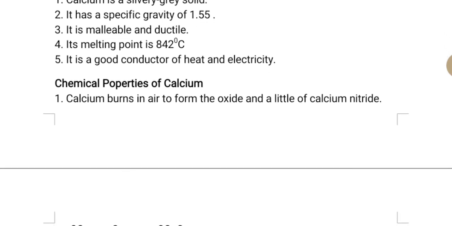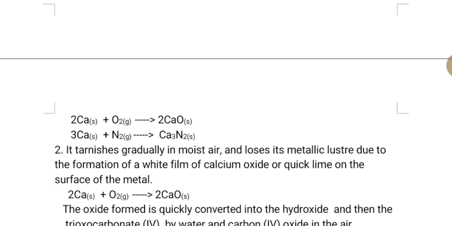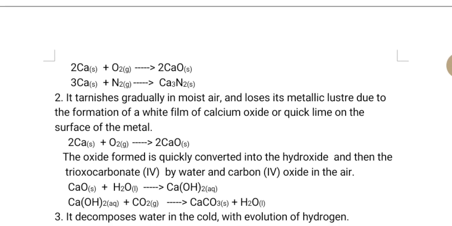Chemical properties of calcium. 1. Calcium burns in air to form the oxide and a little of calcium nitride. 2Ca + O2 gives 2CaO. That is, calcium plus oxygen gives calcium oxide. 3Ca + N2 gives Ca3N2. Calcium plus nitrogen gives calcium nitride.